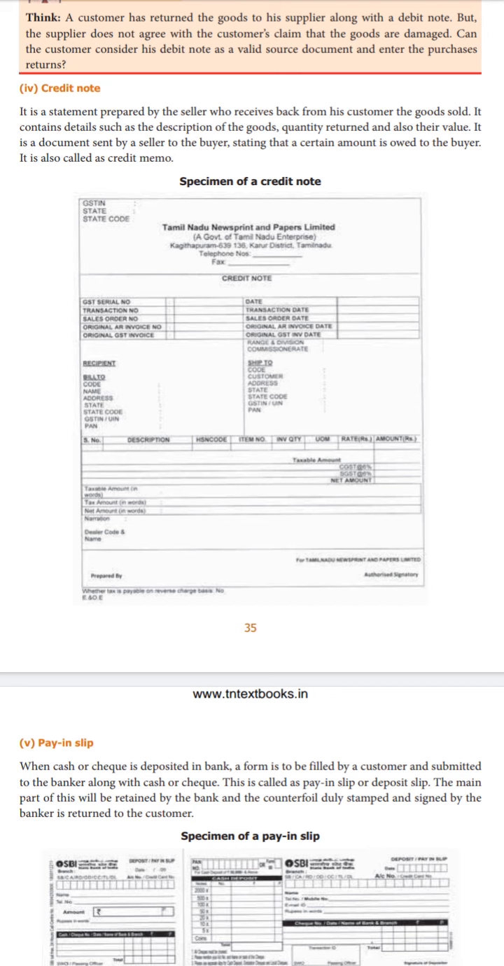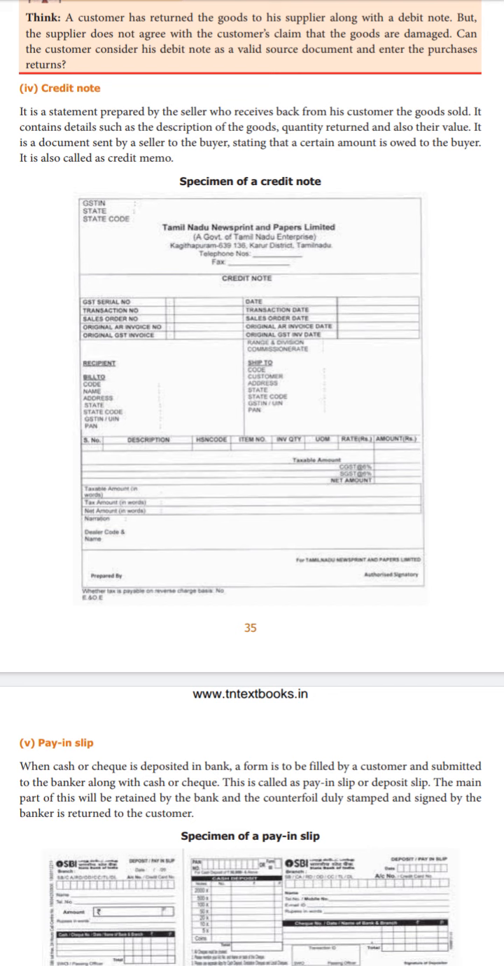So now, when a seller receives any defective good from the customer, then in that case a credit note is prepared by the seller and it is given to the customer. Okay, so again, this credit note will contain the description of the goods, that is the details of whatever products are being returned by the customer, how much quantity is returned, and their amount.